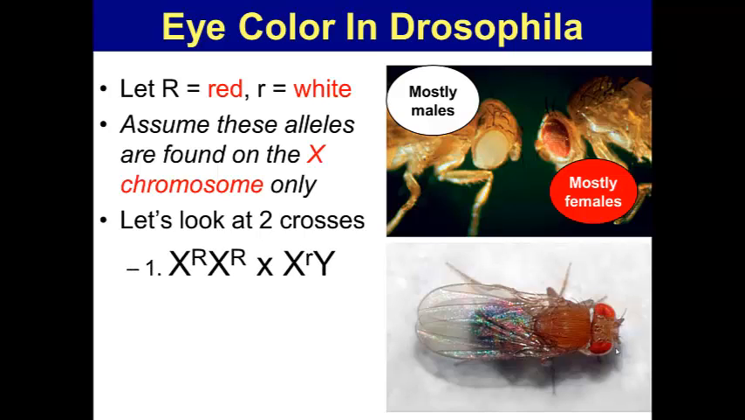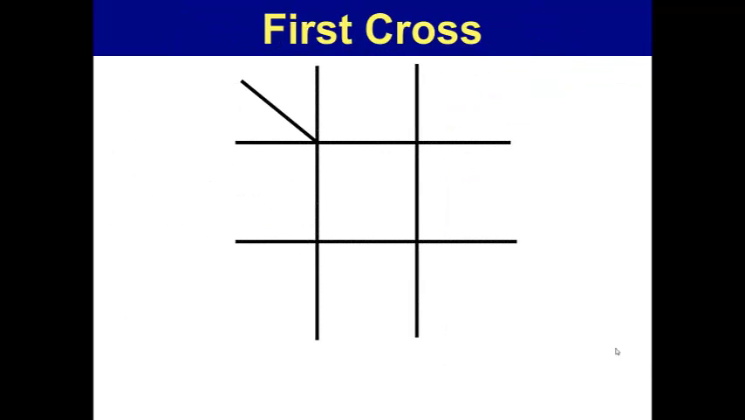So let's look at 2 crosses. One is a cross of a red-eyed female with a white-eyed male. The other is a cross of a red-eyed, white-eyed female with a red-eyed male. In your first cross, you have the X chromosome with the white-eyed allele and a Y chromosome, with a female that has a red-eyed allele on the X chromosome and another red-eyed allele on the X chromosome.